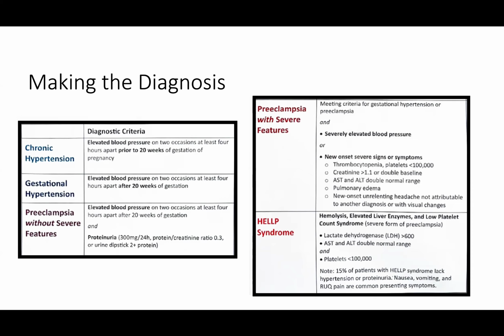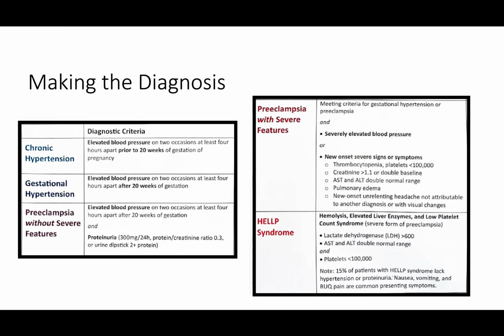So even if you don't have protein in your urine, if you're meeting the other severe features, you do have, by default, preeclampsia with severe features. Severely elevated blood pressure is one of the most common ways that people diagnose this or see it show up, but there are obviously a little smorgasbord of other things.